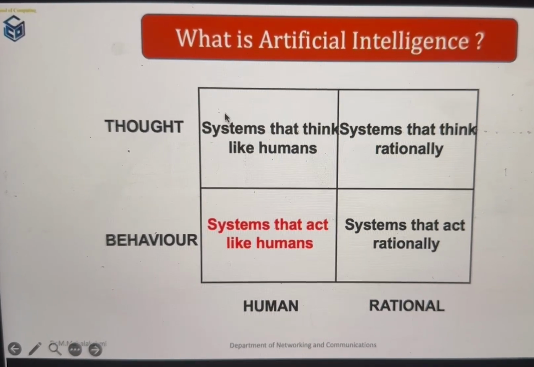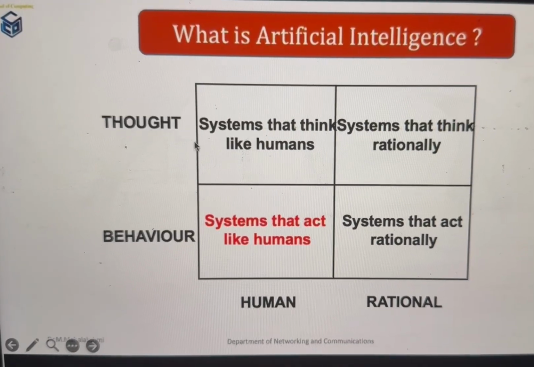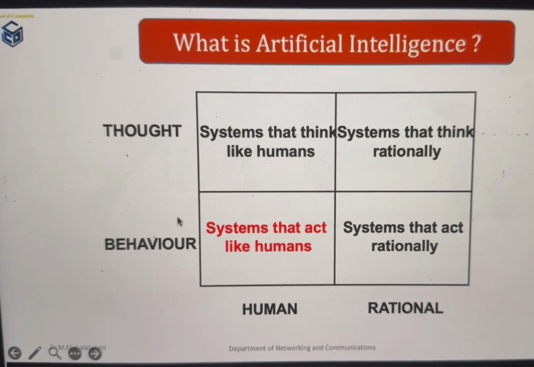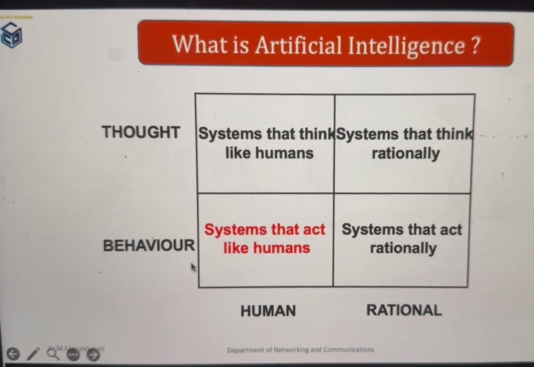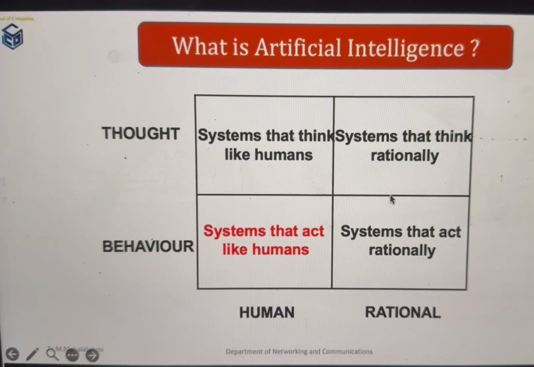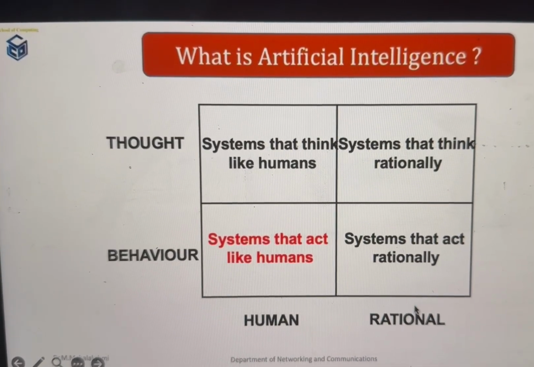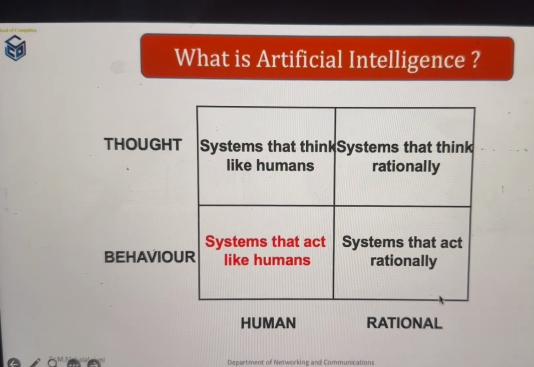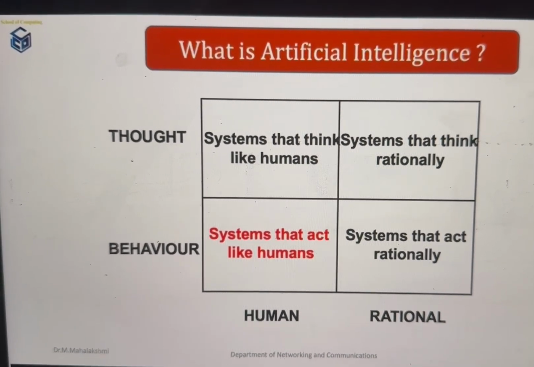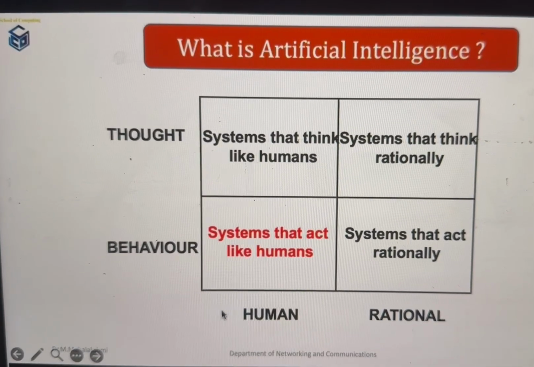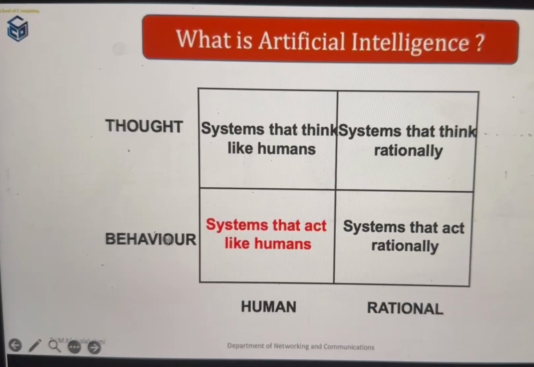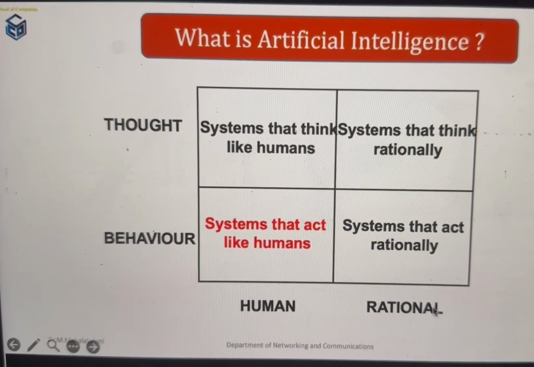Okay. But the thing is, it is not only the machine which is going to think as a human. There are other things also which will be called an AI. That is, the machine which is going to behave like a human is also an AI. The machine which is going to think rationally is also an AI. And the machine which is going to behave rationally is also an AI. So we have just added one more terminology called rational, along with the human, and then the thought and behavior. Okay.